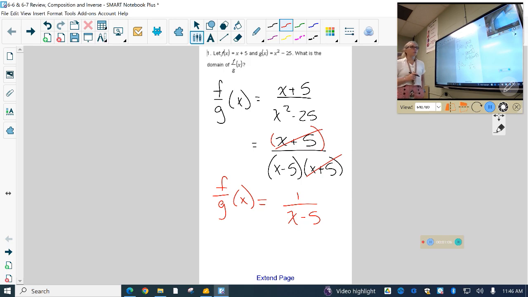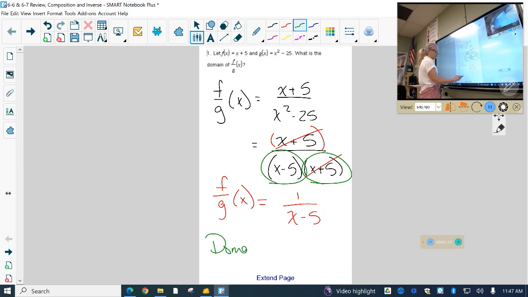Okay, and then it asks what the domain is. Well, the domain, you can also graph it, but we don't really need to graph it because we know that there's two things that x cannot be. It's going to be all real numbers, except x cannot be positive 5 and x cannot be negative 5, because we cannot have a 0 in the denominator. If x is 5, we have 5 minus 5, which is 0. 0 times x plus 5 is going to be 0, and you cannot divide by 0.